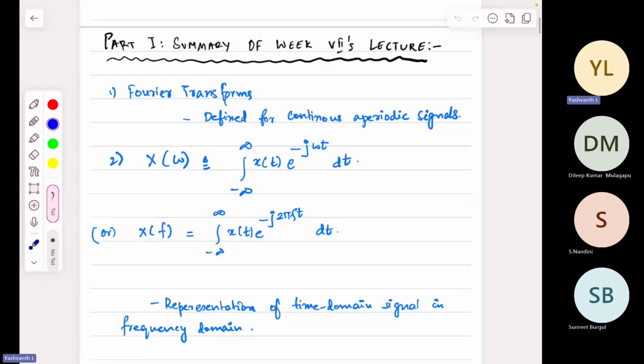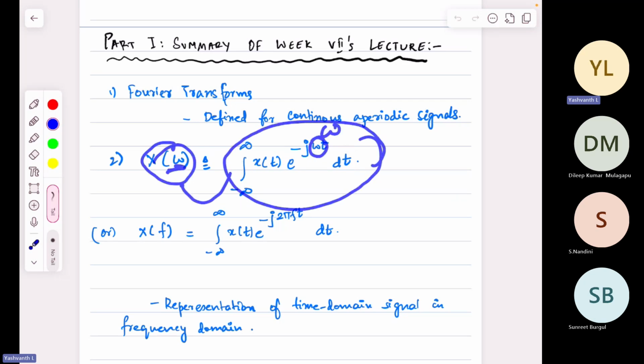How was Fourier transform defined? You take the signal x of t, multiply by e power minus j omega t, and integrate from minus infinity to plus infinity with respect to the time variable t, dt. Whatever value you get is called x of omega. For different omega, you use different omega here and evaluate the integral. That will be the value of x of omega. This is basically how Fourier transform is computed.